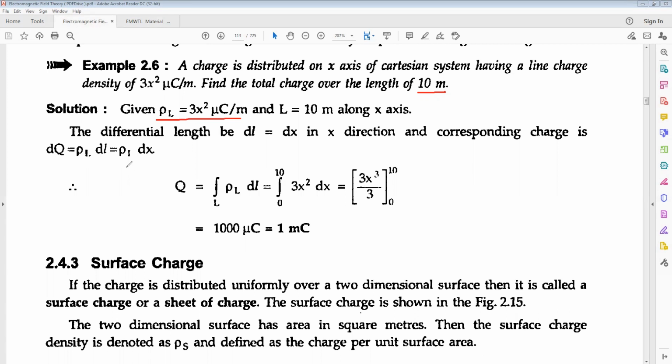So what is q now? The line integral of rho L into dl. What is the rho L given? 3x square, and there is a micro, you can keep that for the final. The dl is in the x direction, dx. So Q is equal to the integral from 0 to 10 of 3x square into dx.